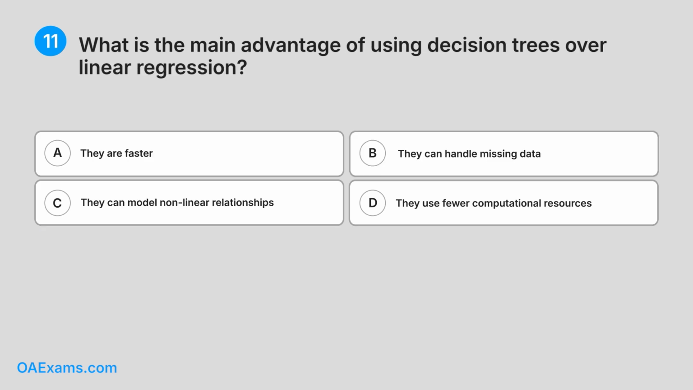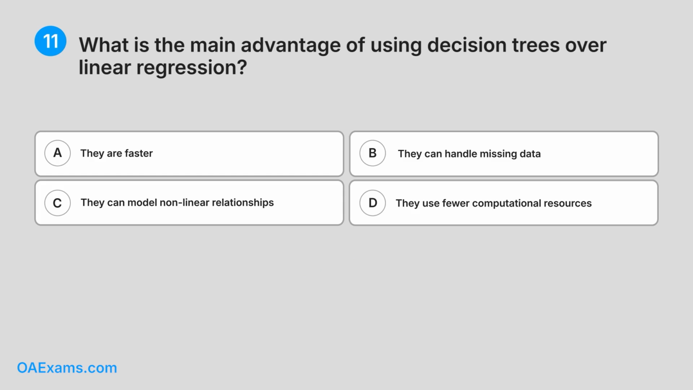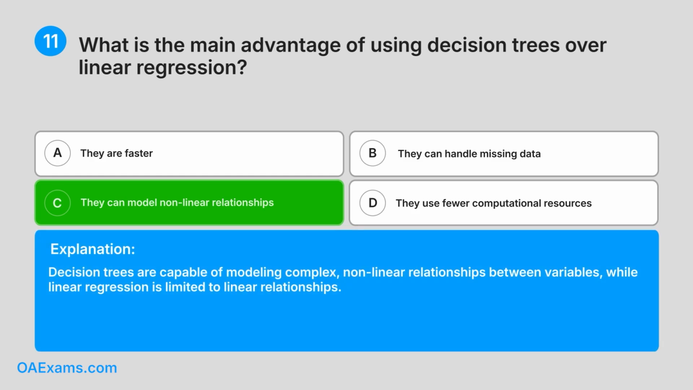11. What is the main advantage of using decision trees over linear regression? A. They are faster. B. They can handle missing data. C. They can model non-linear relationships. D. They use fewer computational resources. What do you think is the answer? Correct answer: C. They can model non-linear relationships. Explanation. Decision trees are capable of modeling complex, non-linear relationships between variables, while linear regression is limited to linear relationships.